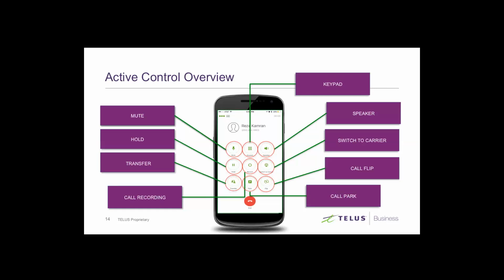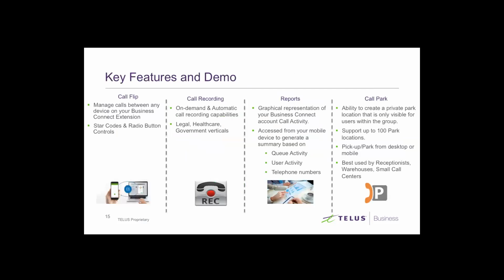And then Call Park, which is the ability to have a secure park location available or at your disposal that essentially provides the ability to have a secure connection where users within the Business Connect group can have private calls that can either be parked or picked up. So we're going to talk just a little bit about each one of these features.